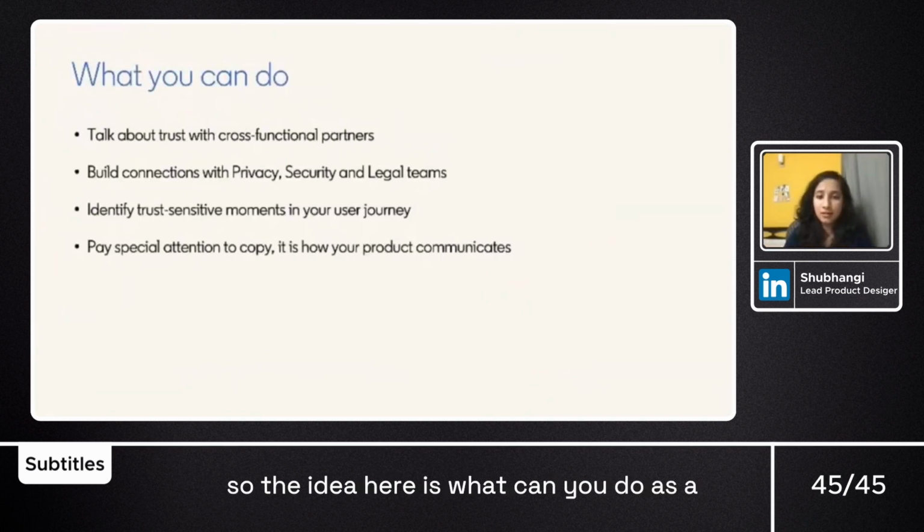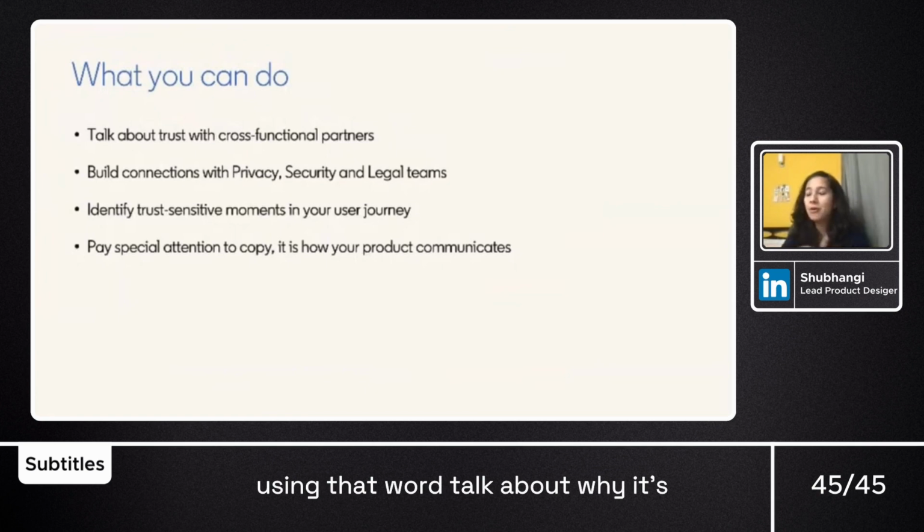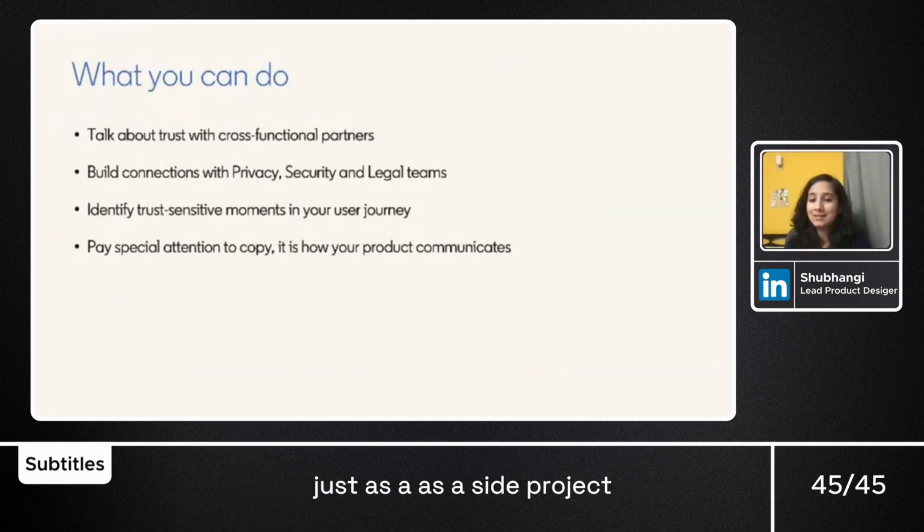So the idea here is, what can you do as a designer? And I think people do have that question a lot already. So talk about trust with cross-functional partners. Start using that word. Talk about why it's important. Read up about how you can do it for your product. Identify trust-sensitive moments in your user journey, just as a side project. Look at your entire user journey and see where trust might be affected. Do an audit or a breakdown of the product that you work on, or maybe show it to a friend and have them use it and see where they feel, okay, this doesn't feel right. So that's a good thing to do.